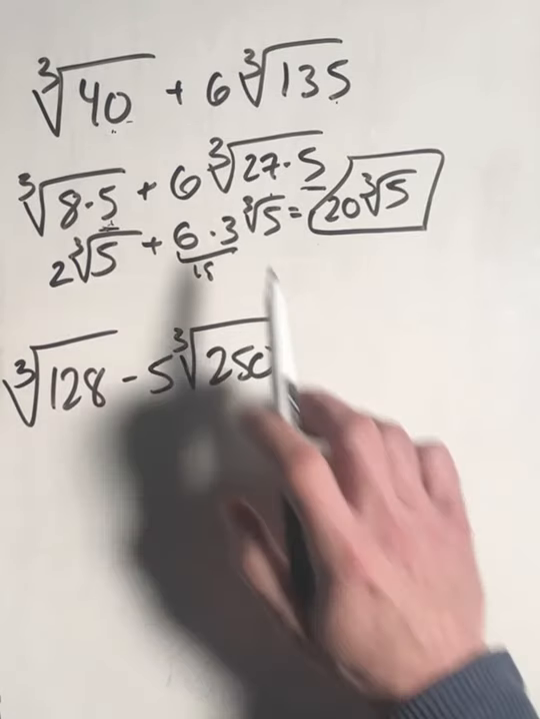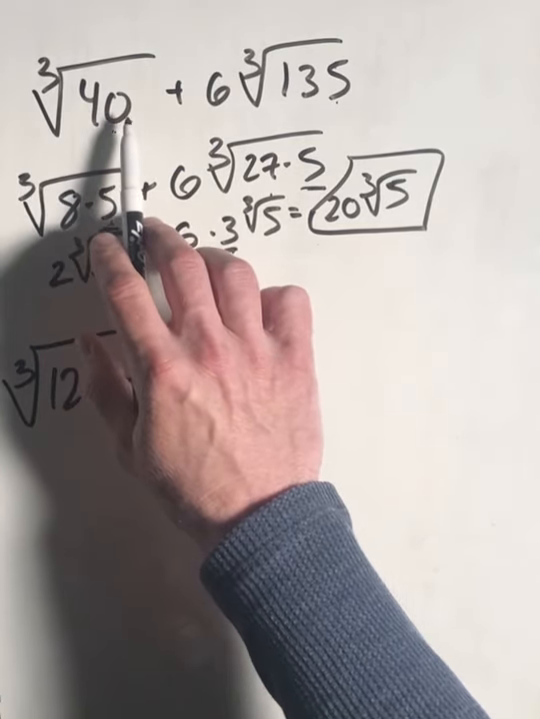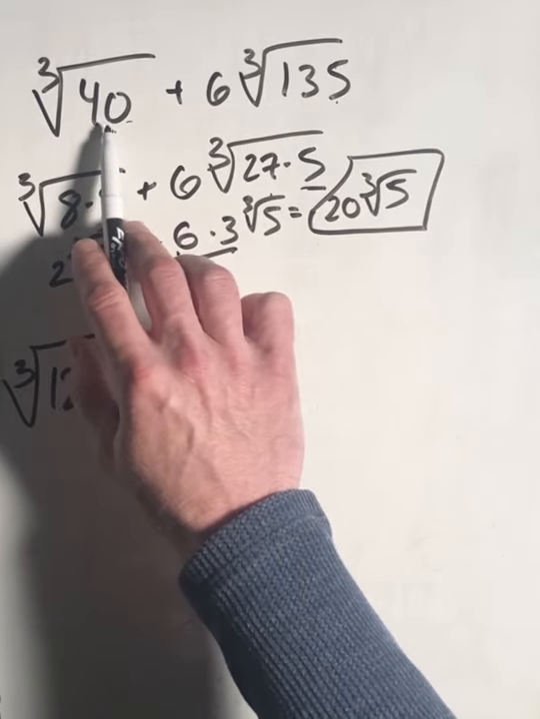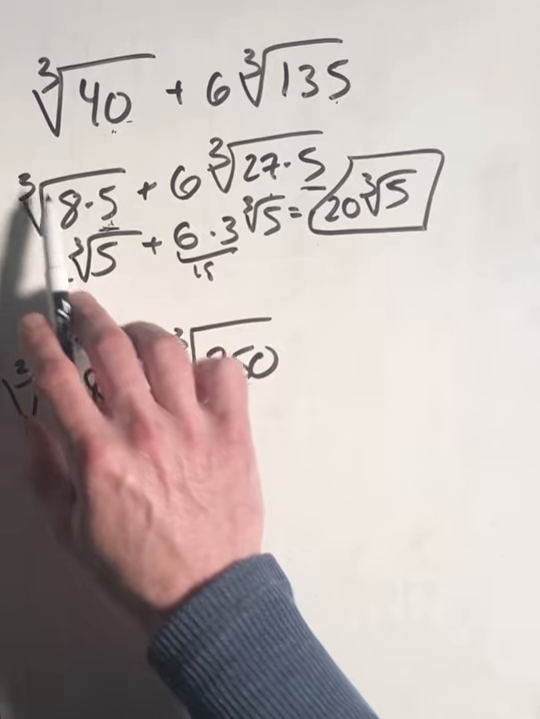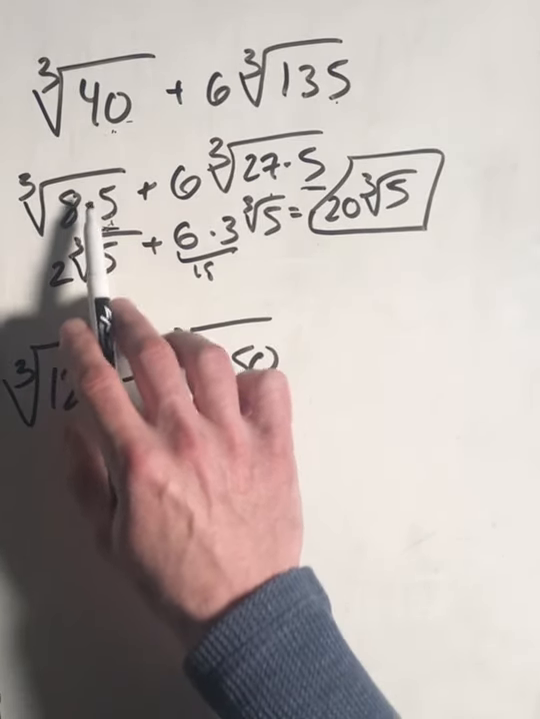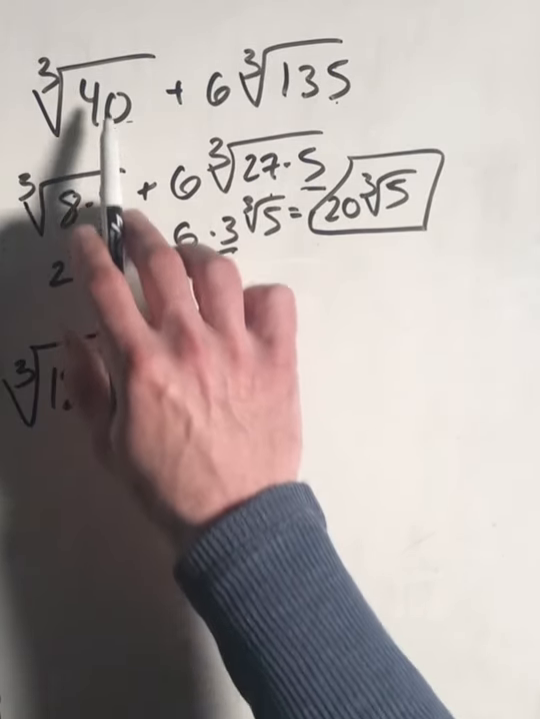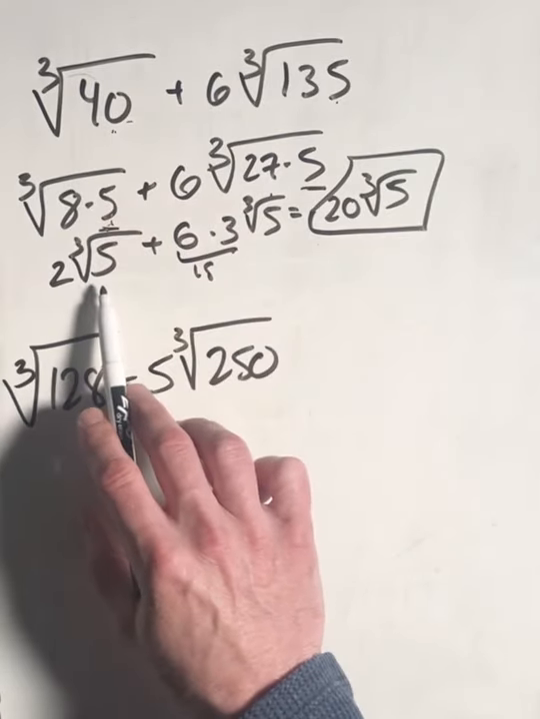So the first thing I did was simplify the cube root of 40 by looking for perfect cube factors of 40, the first of which was 8. 8 times 5 is 40, so I knew that the cube root of 8, which was 2, times the cube root of 5 would be a simplified version of the cube root of 40.